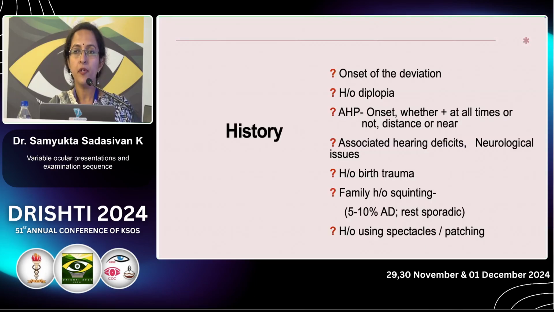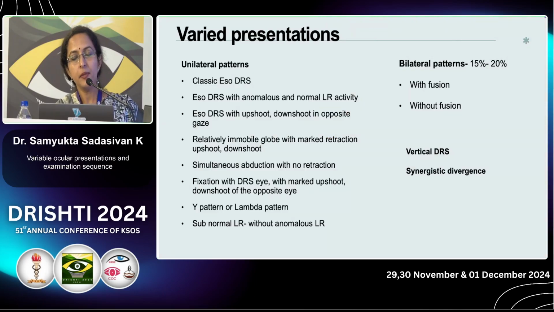So, apart from the routine points which you will attend to in a history-taking protocol of squint, give more stress to the onset of deviation. Most of the time this is a congenital anomaly, but which presents very late to the clinician. And give due stress to the presence or absence of diplopia and its onset, and give importance to the presence and onset of anomalous head posture, probe whether it is present at all times of the day, whether it is present for distance or near, and look into associated hearing deficits and neurological issues as well. Now, these are the different presentations. We might not have seen all these types in routine clinical practice.